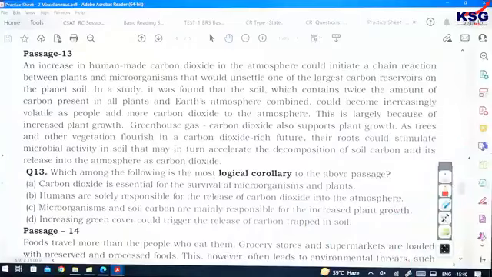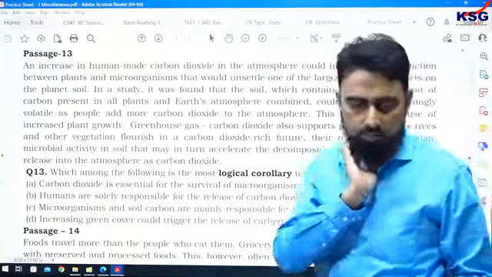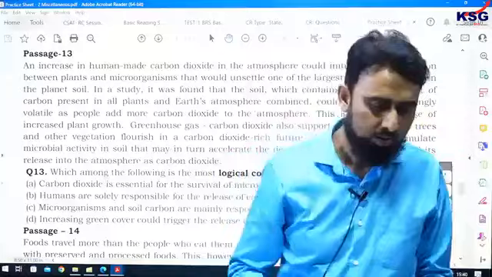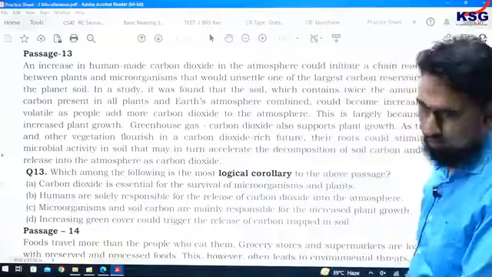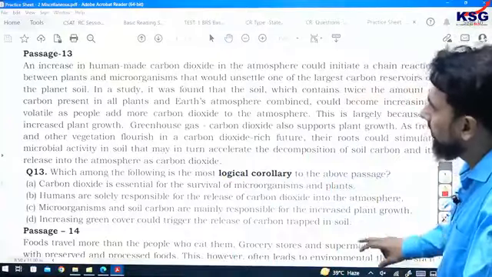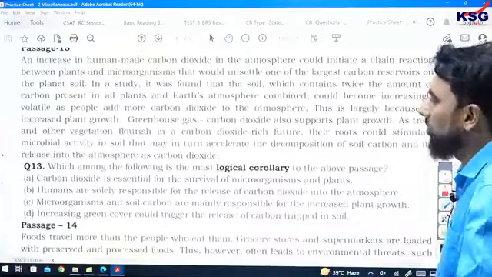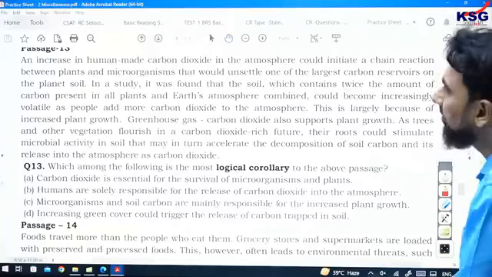You have done 6 plus 4, 10 questions of corollary, all from CSAT paper. And I have explained from the scratch. So 13 is confusing for you. 13 is very clearly establishing the main point. 13 is confusing for 2 students.